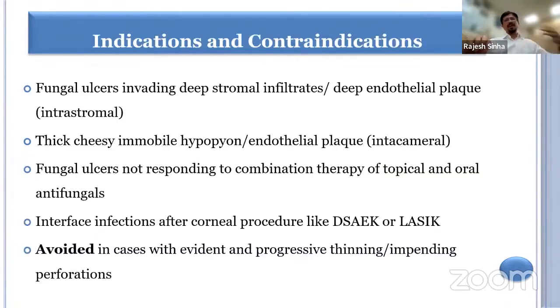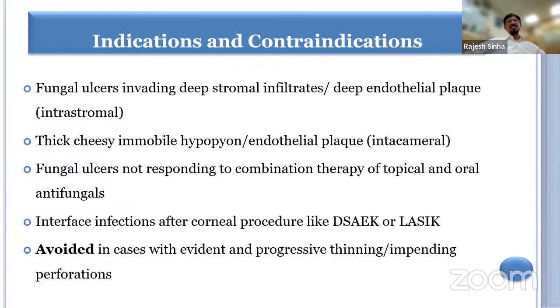So the indications can be fungal ulcers invading deep stromal infiltrates or deep endothelial plaque. Sometimes you have an ulcer which has a nice surface ulceration as well, and then goes deep, and it is a proven fungal. You can manage with topical and repeated debridements. But there are certain fungal keratitis wherein you don't have any epithelial breach, you have deep infiltrates. In such cases, because of the poor penetration of the antifungal drugs, and because the superior surface is intact, the antifungals don't go very deep. So in such cases, intrastromal injections are very useful.